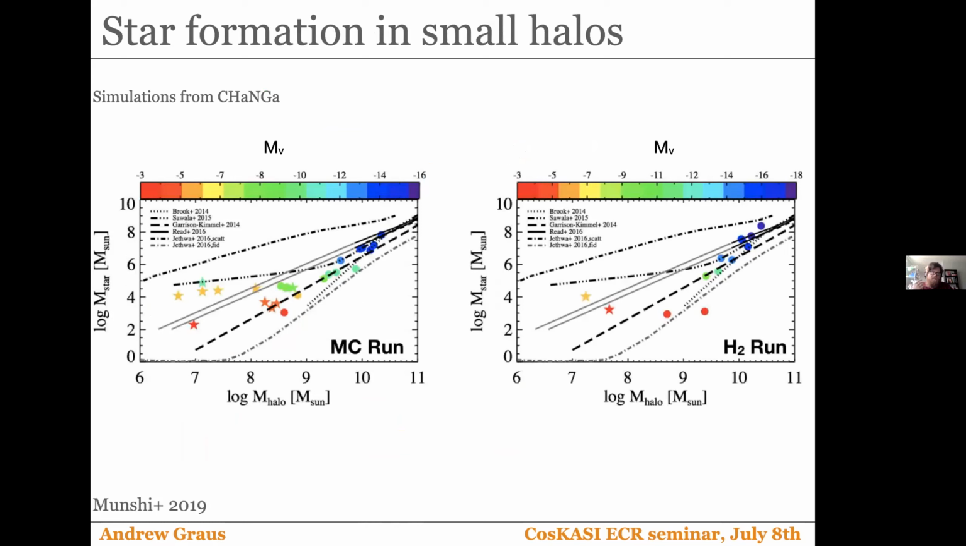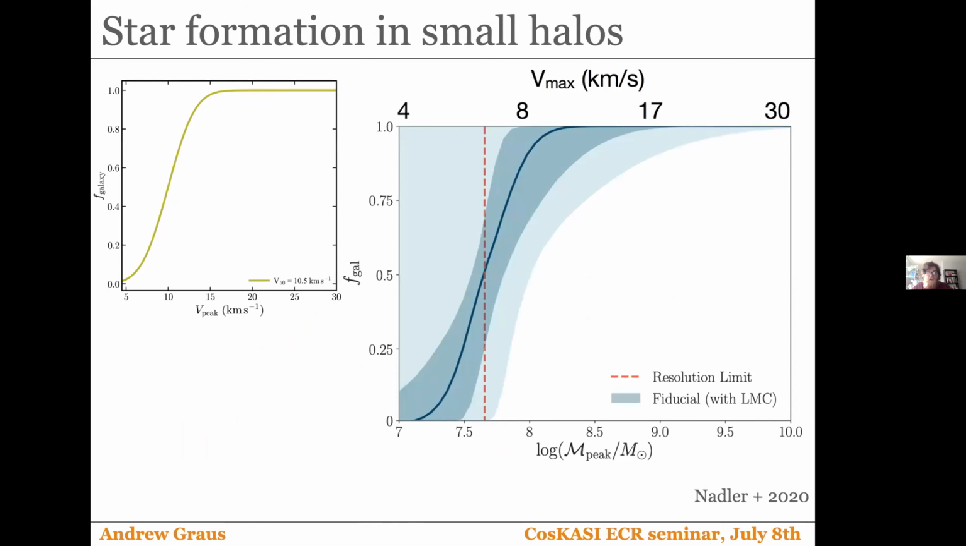So these are some theoretical simulations from Munchie's work, particularly from the Chang'e simulate or the Chang'e code. And in one of the suites of simulations, they basically ran a large suite of dwarf galaxies, and they ran one with metal cooling turned on. And what you can see on the left is stellar mass versus halo mass, and they get a bunch of galaxies that form in these small metal cooling halos.